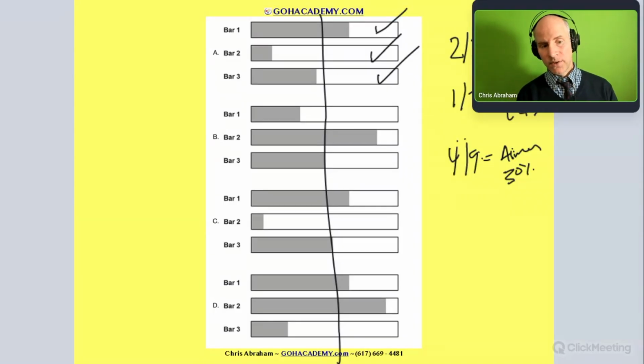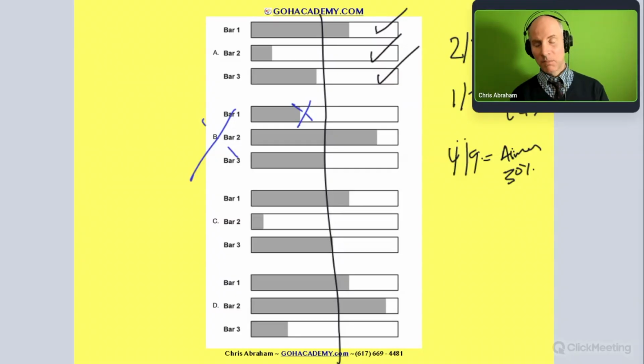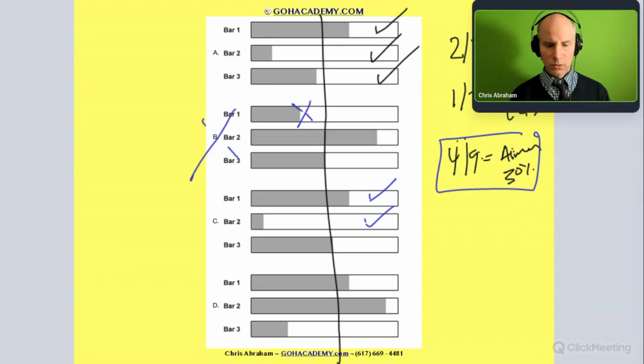Is it more than 50%? This one's out. And because the first one's out, the entire thing's out. Okay, go to the next one. C. Is it more than 50%? Yes. Is it much less than 1/7, or much less than 50%? Yes. Is it almost 50%? Well, this one is actually right on 50%. You see that? So actually, that's not a check mark. That's out. You see that?